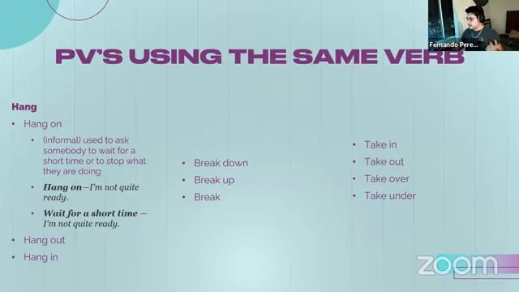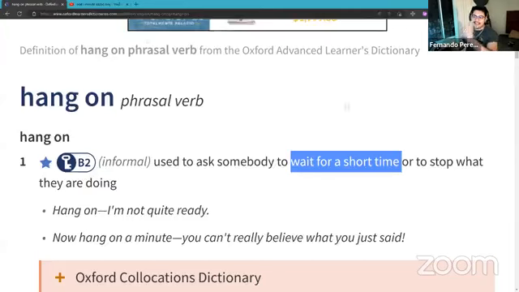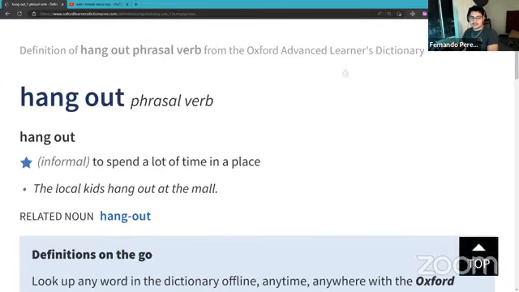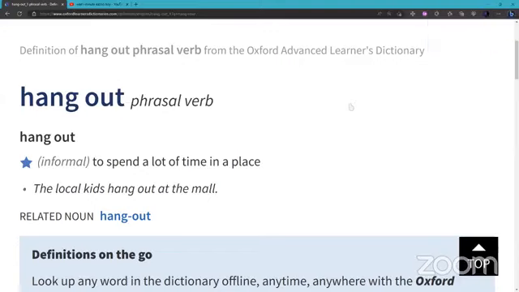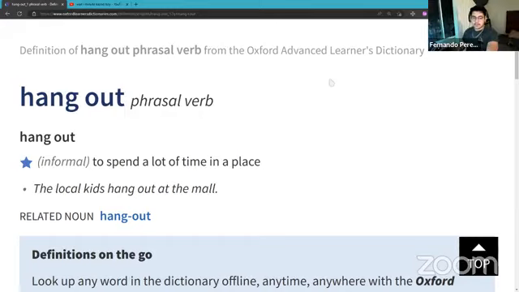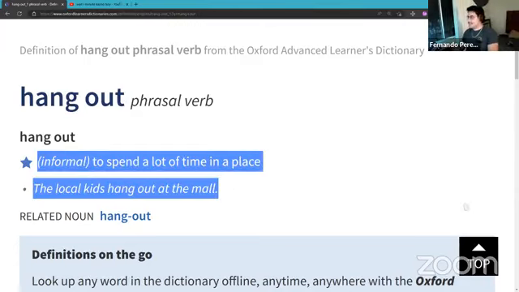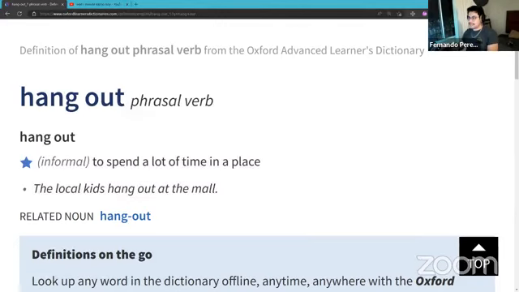Let's go now to hang out. That's the one that Luis was saying, right? Yes. Hang out. Help me, Jesse. To spend a lot of time in a place. The local kids hang out at the mall. The local kids spend a lot of time at the mall. Very good. Let's go. Strategies. Local kids spend a lot of time at the mall.